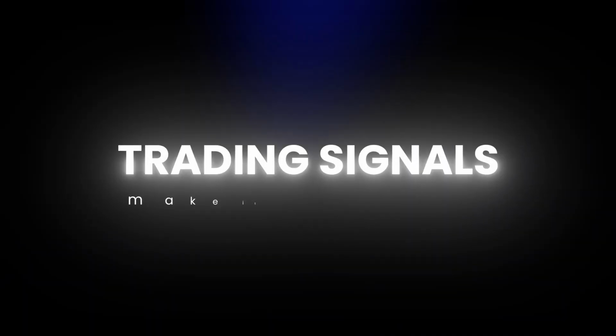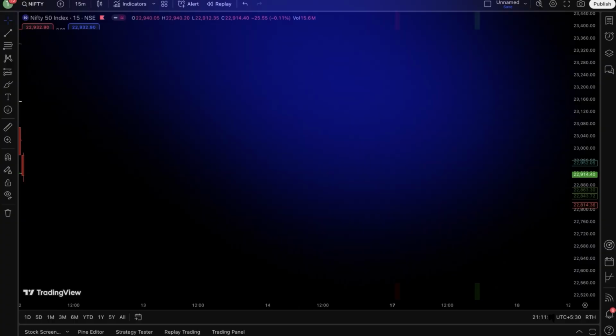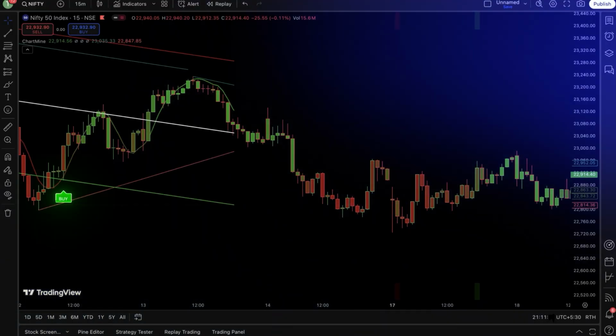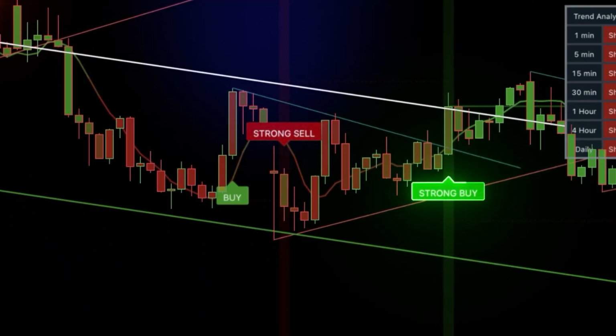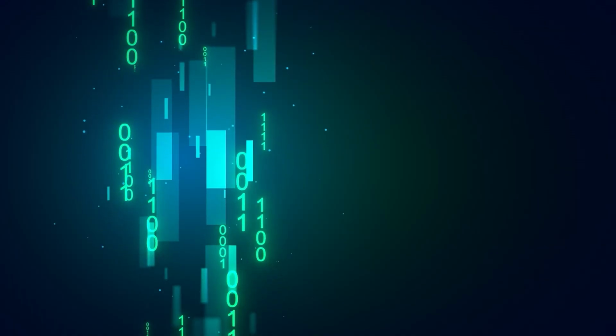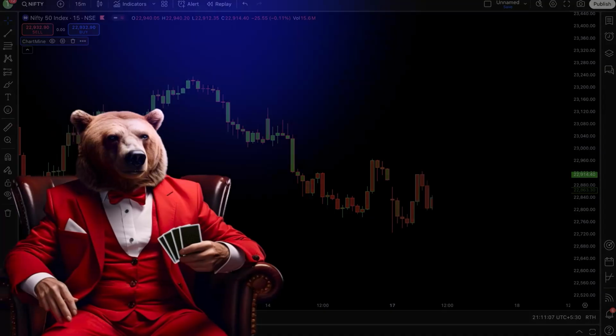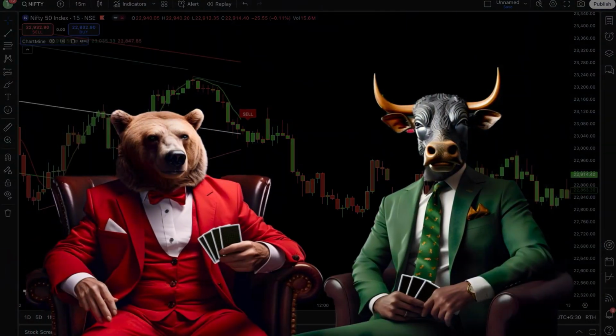Trading signals make it even easier to take action. The ChartMine indicator generates buy, sell, strong buy, and strong sell signals based on advanced calculations. These signals remove the guesswork from trading, making it simple for both beginners and experienced traders to identify opportunities.